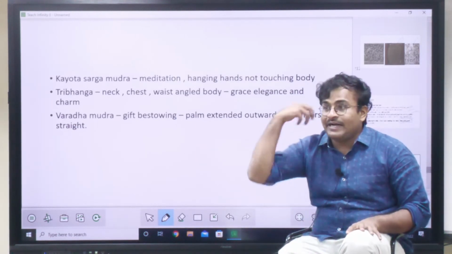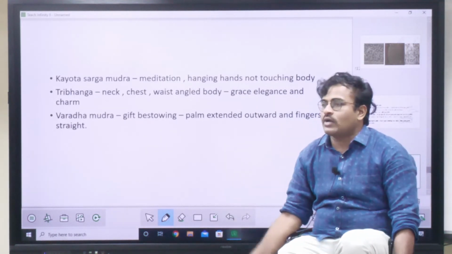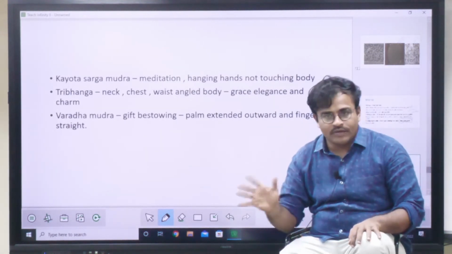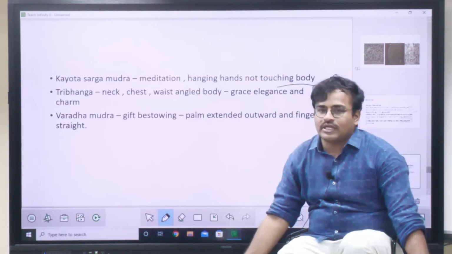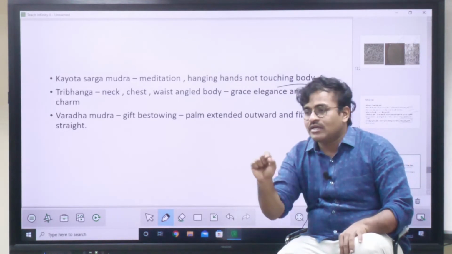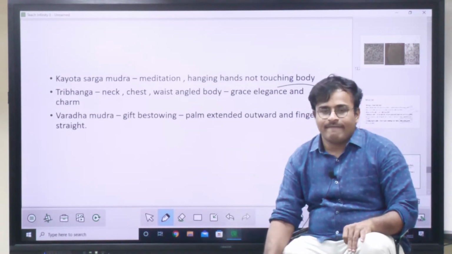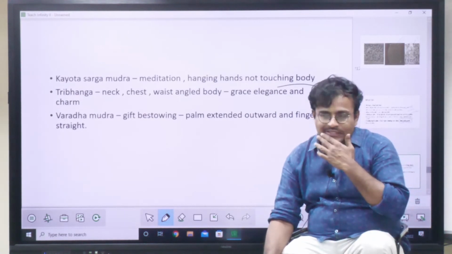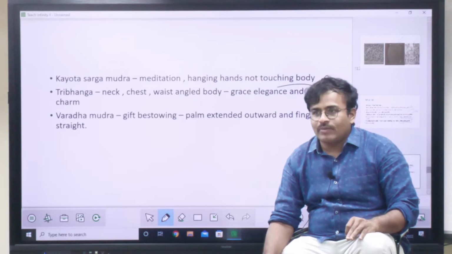And he has attained the highest state in Jainism. This standing pose in Jainism is known as Kayota Sarga Mudra. You getting this? So Kayota Sarga Mudra, meditation with hanging hands not touching the body. And you give the example of Gomateshwara, Shravana Belagola's Gomateshwara. It is a statue of Bahubali.